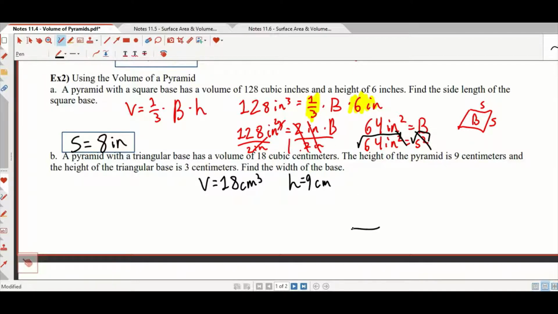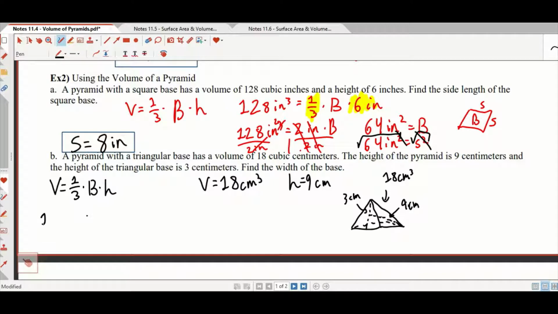So let's go ahead and draw this. So you got some triangle here. And we know that the volume of this thing is 18 centimeters cubed. And then the height, I think that's what it's saying is the height of the pyramid, 9 centimeters. And the height of the base, that thing, is 3 centimeters. So let's write this down. So the volume equals 1/3 times the area of the base times the height. But we know some of this stuff.